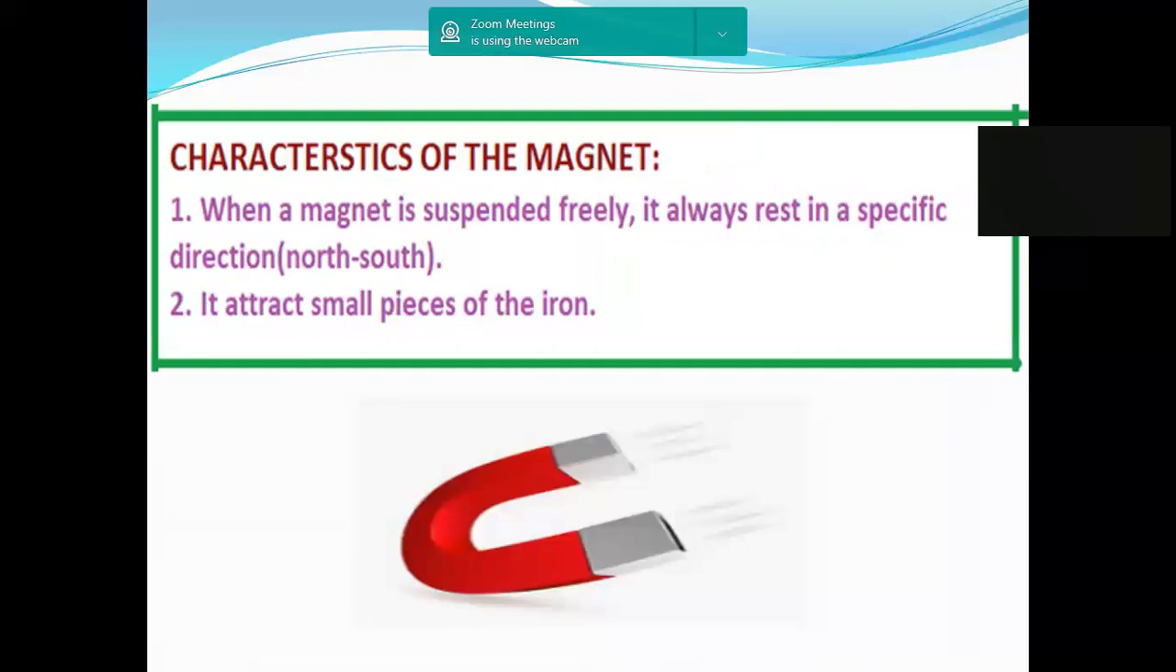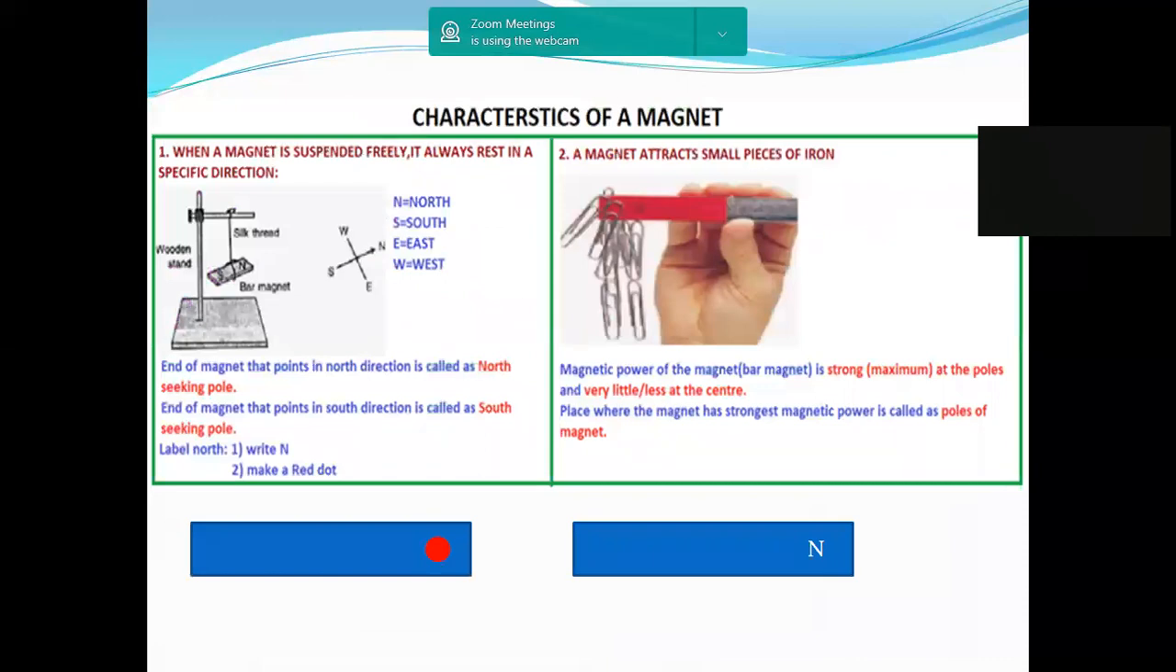Now let's start learning about the characteristics of a magnet. In the slide you can read there are two characteristics mentioned. First one is a magnet suspended freely always rests in a specific direction. The direction is north-south. And second is it attracts small pieces of iron. So let's start to understand them in depth. On the screen, you can see two boxes are provided stating the characteristics of a magnet. Let's start from the left side.